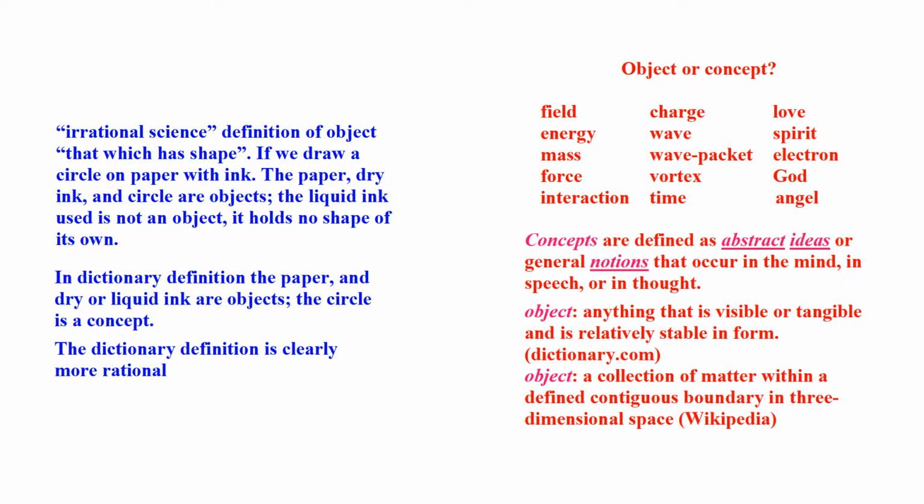Because these are the definitions. The first one is the dictionary, the second one from the wiki. It says anything that is visible or tangible and is relatively stable in form. And the wiki says a collection of matter within a defined contiguous boundary in three-dimensional space. Again, that which you can touch or see. That's the notion people have. And we cannot use that, first of all, because touch and see are verbs.